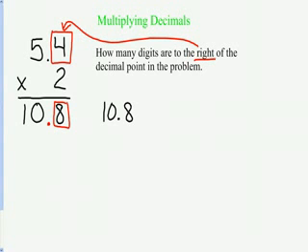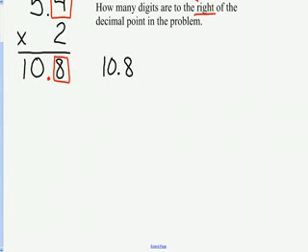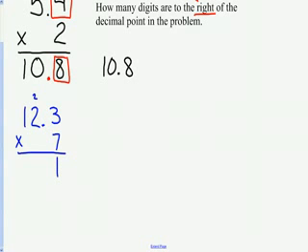Okay, let's do another example. In this example I'm going to use 12.3 and I'm going to multiply it by 7. Again, I'll just do my regular math. 7 times 3 is 21. Carry the 2. 7 times 2, 14. Plus 2 is 16. 7 times 1 is 7. Plus 1 is 8.